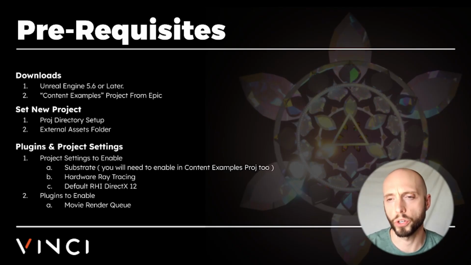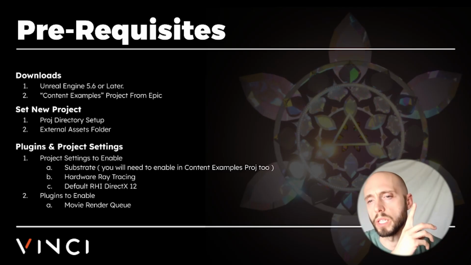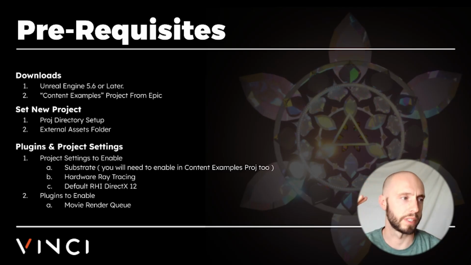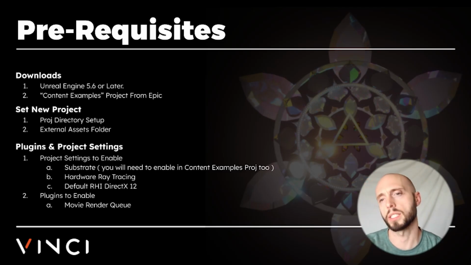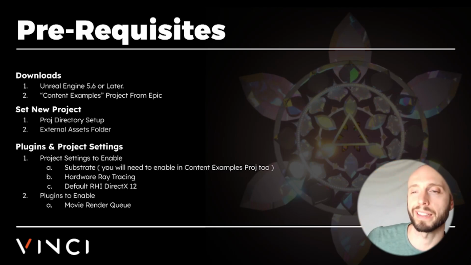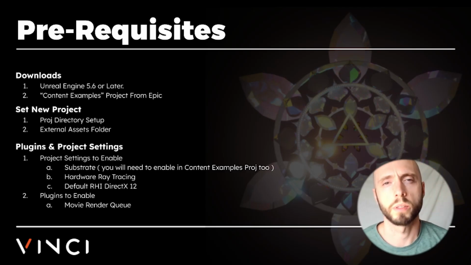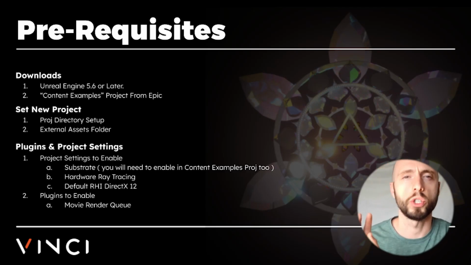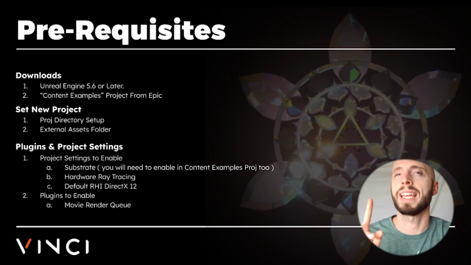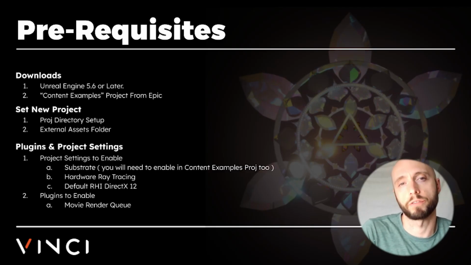If you're a veteran and you know what you're doing, you can skip the prerequisite section. But for those of you who might be new or intermediate, I'm going to go through these steps from downloading, setting up a new project, and making sure you have all the right plugins enabled that are going to get us the effects that we're looking for. All right, you will need 2 downloads. You will need the latest version of Unreal Engine, and you will need the Content Examples project from Epic.